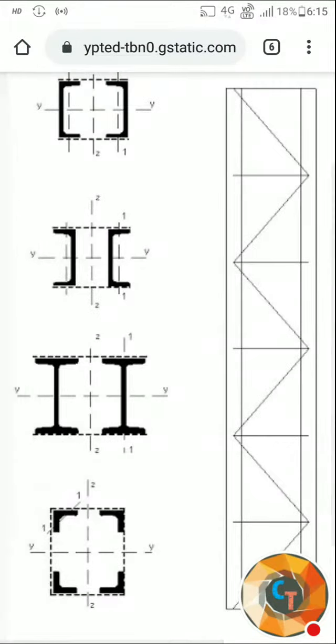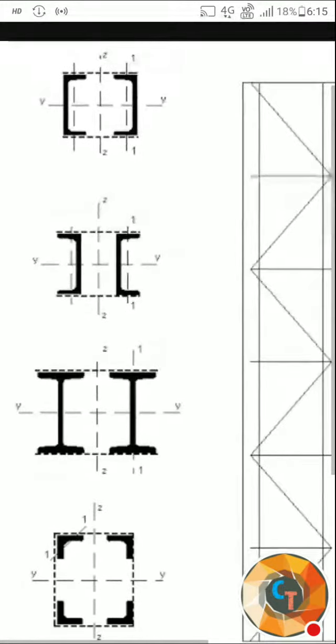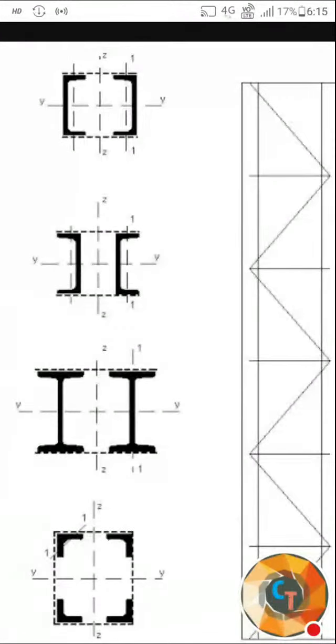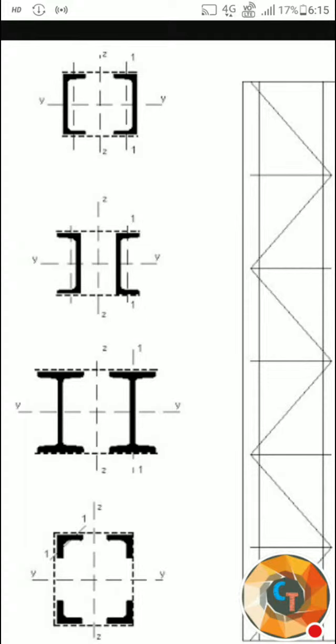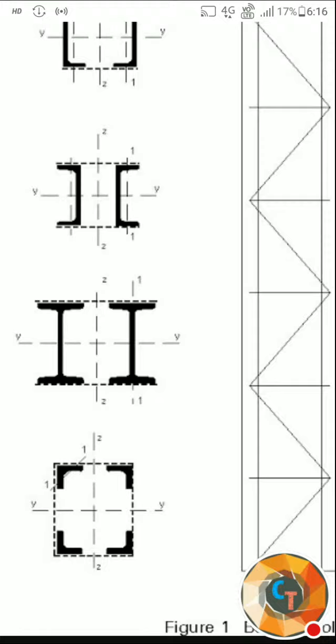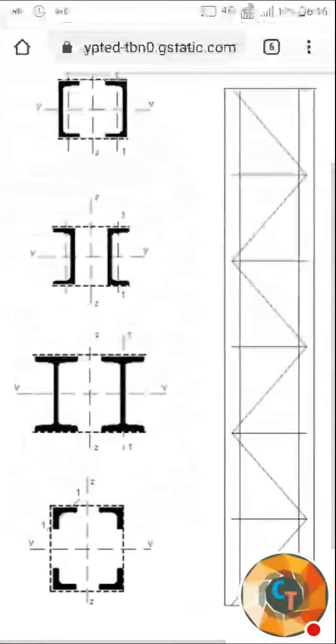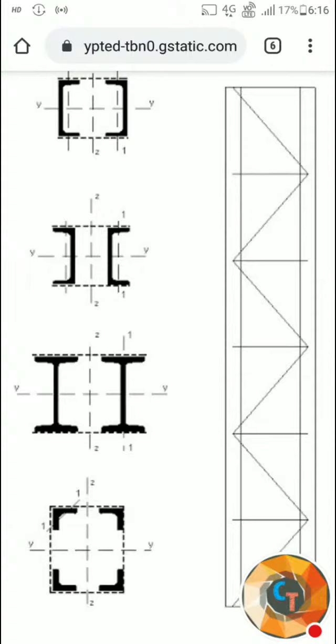The cross sections of these columns may be like this. In the first image, the first one is channel sections along with either lacing or batten. It is face to face channel sections in the first one, and the second one is back to back channel sections. The third one is I sections, used for batten and lacing columns, and the fourth one is angle sections used for battened as well as lacing columns. These many types we get in lacing as well as battened columns.